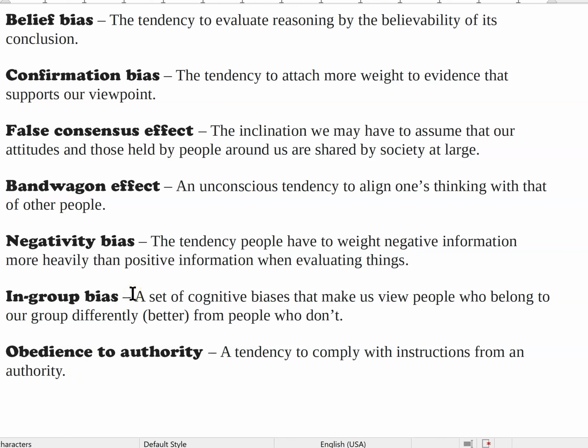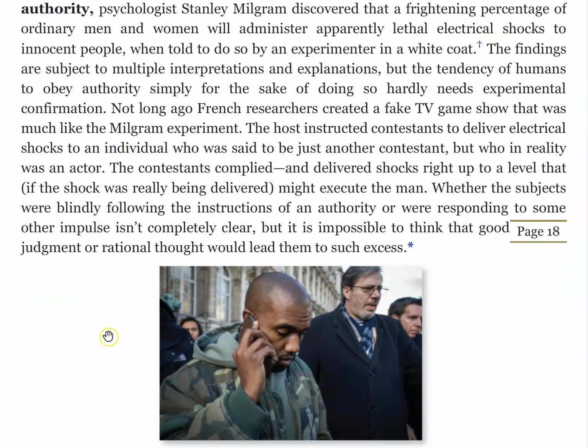Also, you'll see I've typed out a definition of in-group bias. Just for your notes, it's a set of cognitive biases that make us view people who belong to our group differently, better, from people who don't. So we favor people from our own group. All right, last thing before we're done.